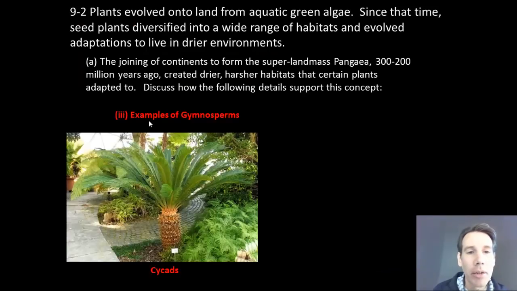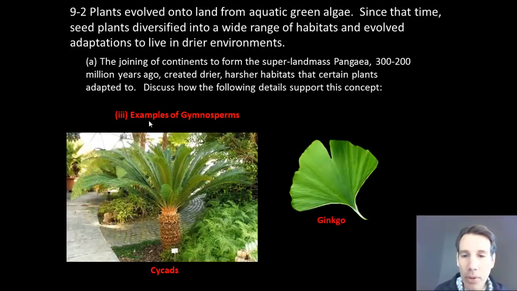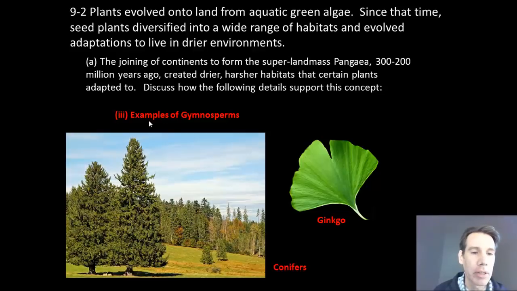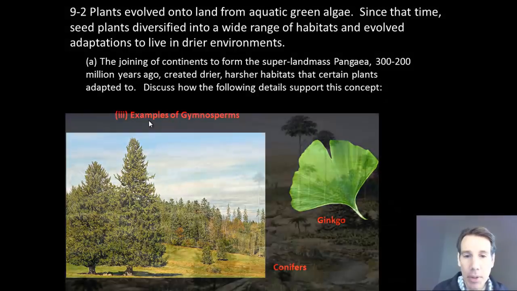So let's look at some examples of some gymnosperms. So here we have a cycad. Those grow in typically warmer tropical places. You might see them in Florida, for example. Here's a ginkgo, another type of gymnosperm, and we have conifers like pine trees and spruces and so forth. So one thing that those plants all have is some type of a cone that they produce.